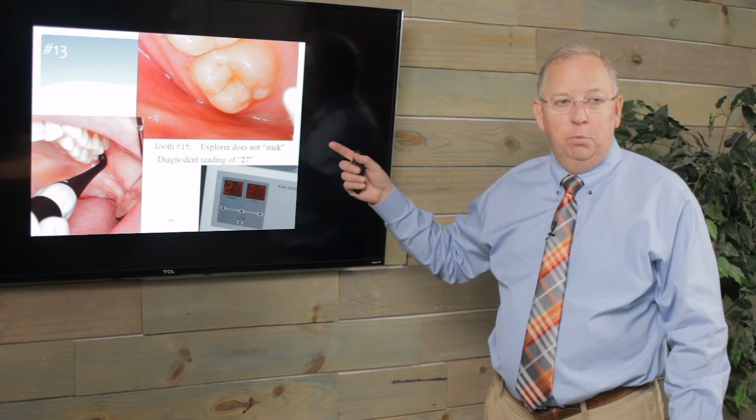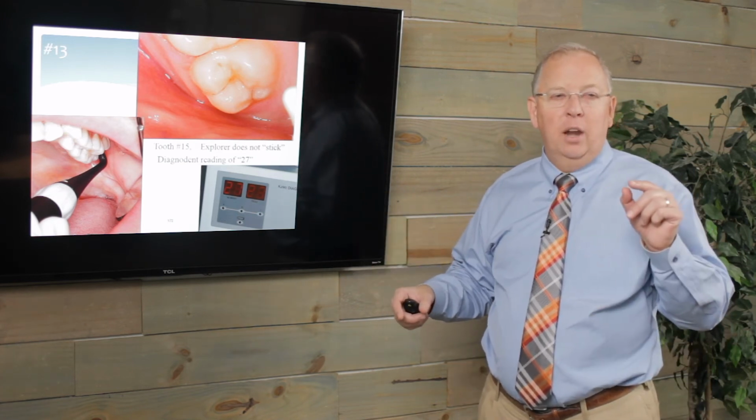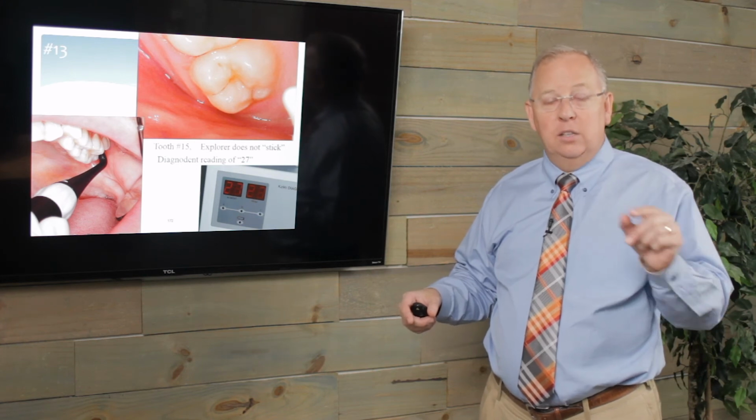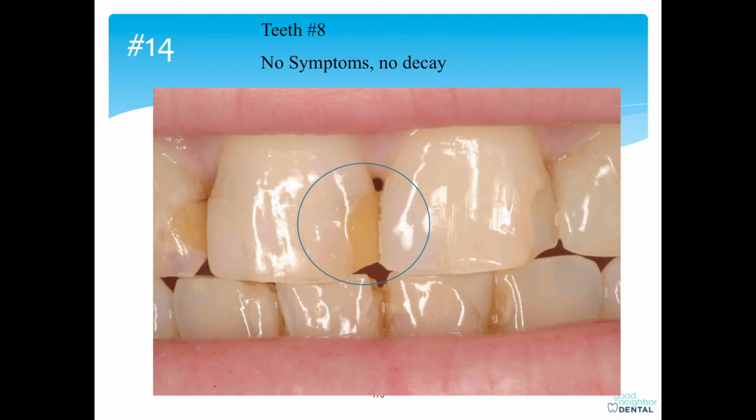I'm not going to give you an answer because I'm not poking around that mouth and looking with my loupes on. At a 27, I will often say, let's look at it again with the diagnodent in 6 months. And if it's a 30 then, or even a 29, it's getting worse. Let's move from there.